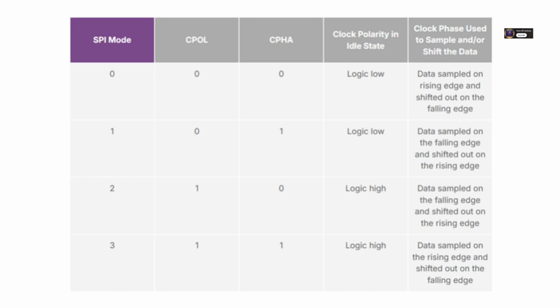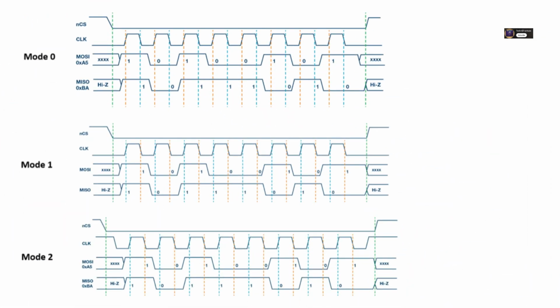Now, what counts as the first or second edge depends on your CPOL setting. If CPOL 0, idle low, the first edge is the rising edge and the second is the falling edge. If CPOL 1, idle high, it's the opposite. First edge is falling, second is rising. Okay, so CPOL sets the baseline. CPHA sets when to read relative to the clock transitions.